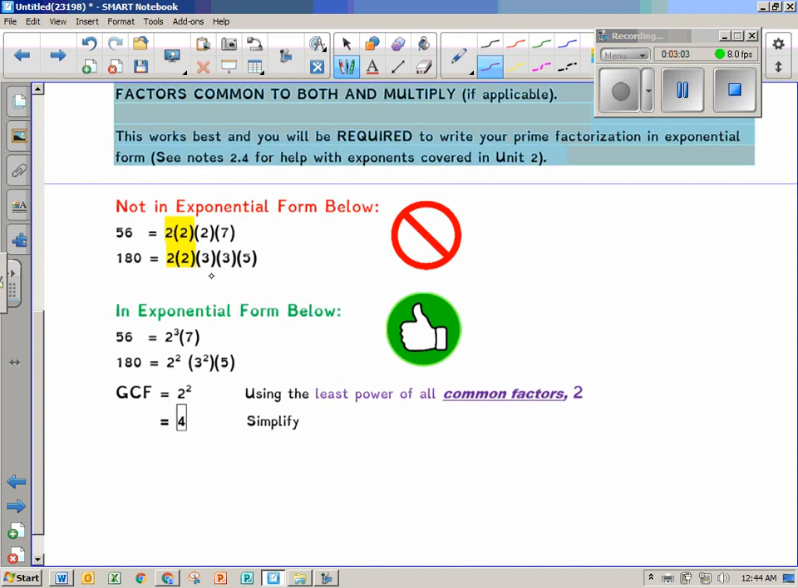Here's them not written in exponential form. Red, no, bad. In exponential form, thumbs up, happy, good, green. 56 is 2 to the third times 7. 180 is 2 to the second times 3 to the second times 5. I like to write them one on top of each other like this. Remember, always put the factors in order from least to greatest as far as the base is concerned.